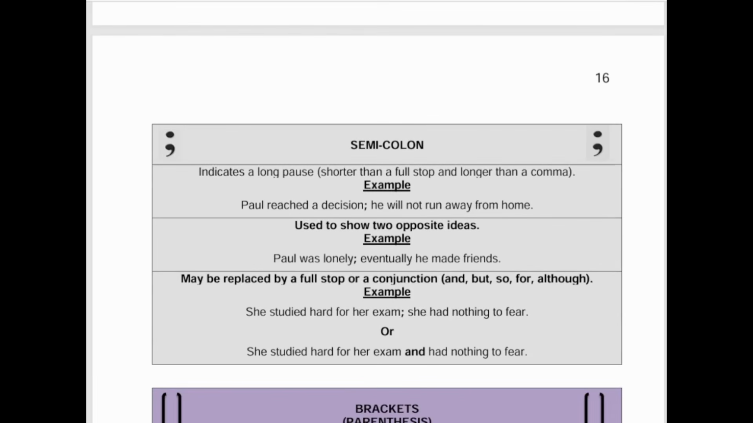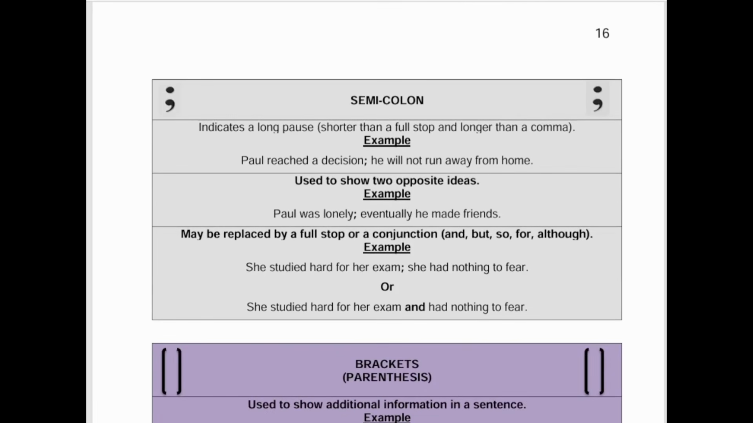Another punctuation mark is the semicolon. A semicolon is a full stop and a comma. The first use of a semicolon is that it indicates a long pause. A pause is where you want to pause for a while. It indicates a long pause, shorter than a full stop and longer than a comma.